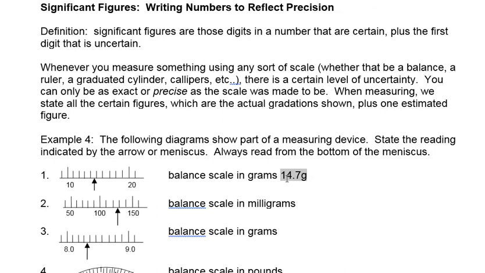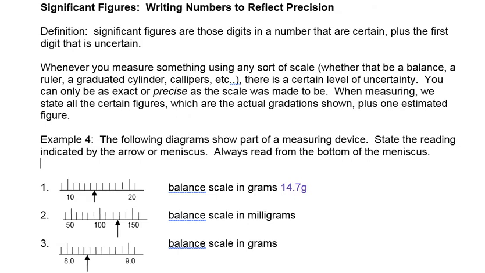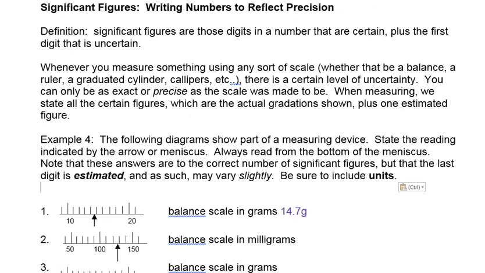Now note that this last digit was an estimate. So you might look at it and say, no, I think it's a little closer to 5 than that. I'm going to estimate it at 14.8. And that's okay, because that last digit can vary slightly because it is our uncertain digit. So the way you read it versus the way someone else reads it might be a little bit different.